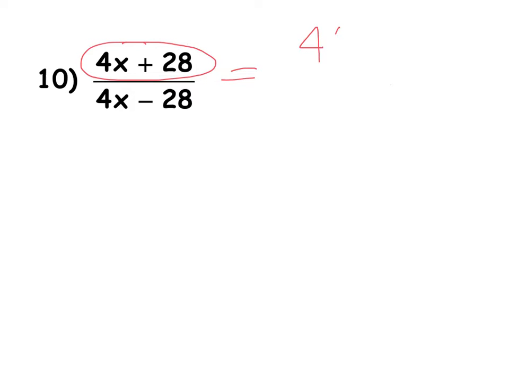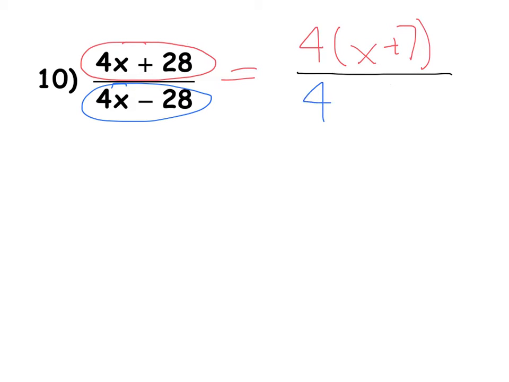So GCF here is 4. I take that out, I get x plus 7. And I believe that's it. Can't do anything else with that. Let's take a look at the denominator. 4x minus 28, same thing, right? Take out a 4 for my GCF, and I get x minus 7. Okay, and now let's see what I can cancel.